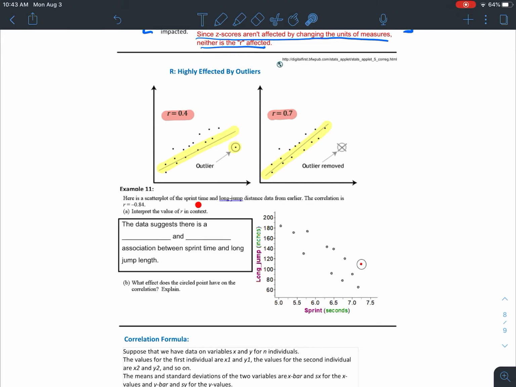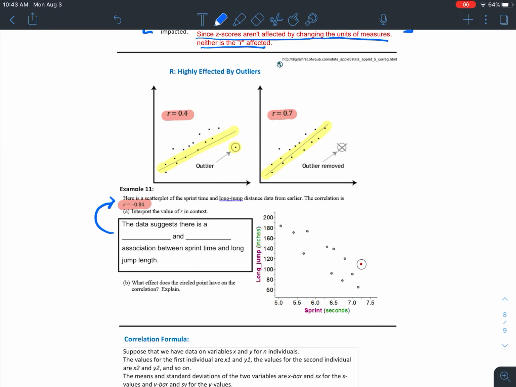Okay. All right. So it says here is a scatter plot of the sprint time and long jump distance from data that we looked at earlier. The correlation is negative 0.84. Interpret the value of R in the context. Okay, now please keep in mind the R value only tells you two things. It will only tell you the strength and it will only tell you the direction.